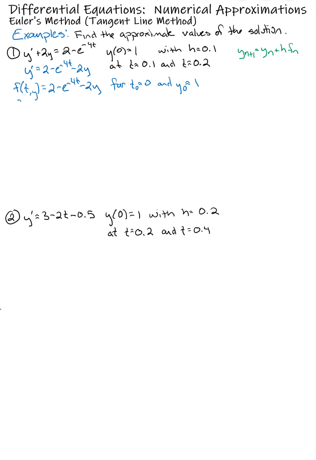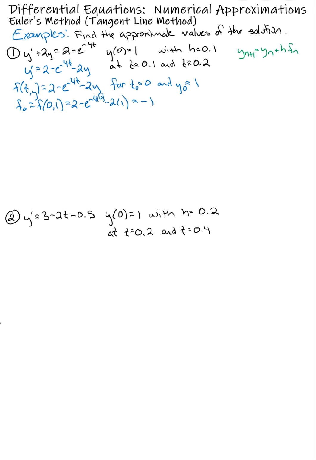So let's begin by figuring out what is f naught. Well, remember f naught, that is that function f evaluated at t naught and y naught, so 0 and 1. So that would give us 2 minus e to the negative 4t minus 2. Oh, wait, what am I doing? Let's actually evaluate this. That is 2 minus e raised to the negative 4 times 0 minus 2 times 1. Let's see, what does that give us? e to the 0, that's going to be just a negative 1, I believe. All right, there we go.